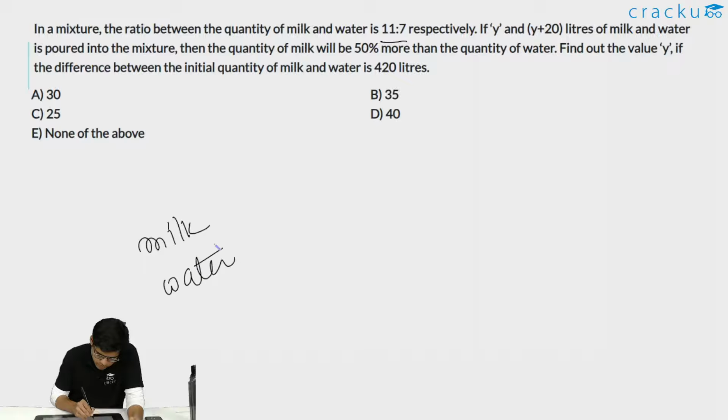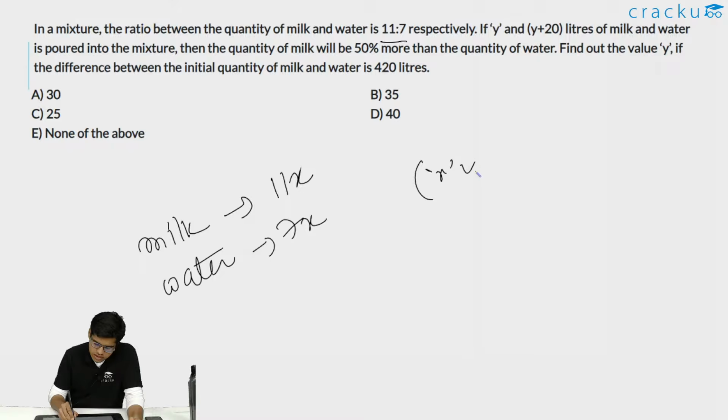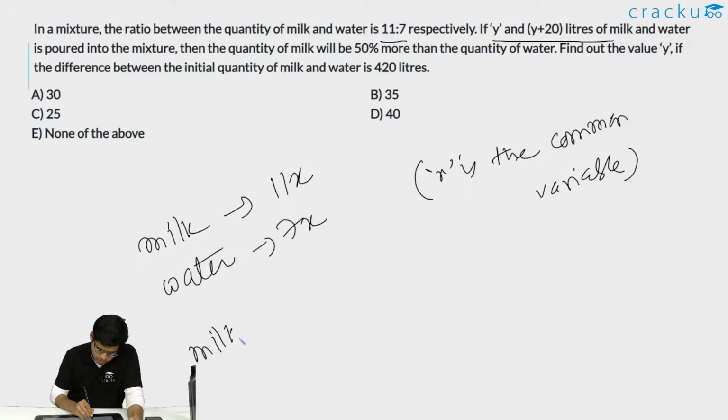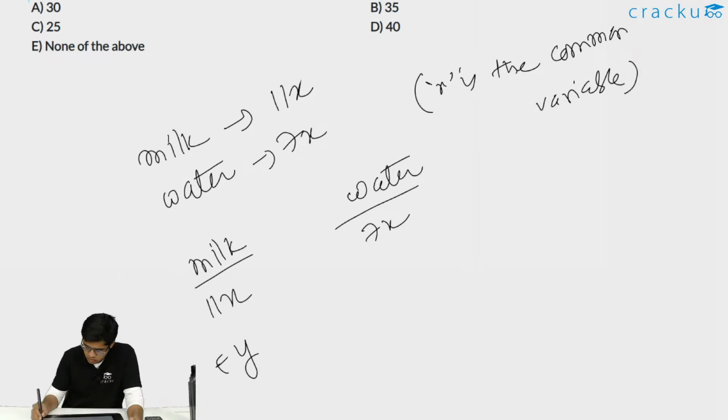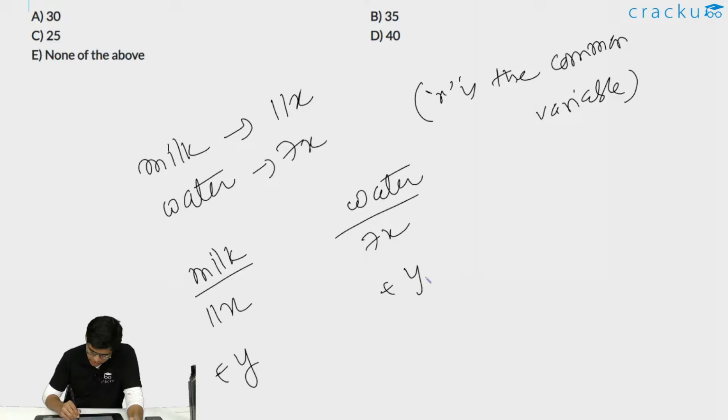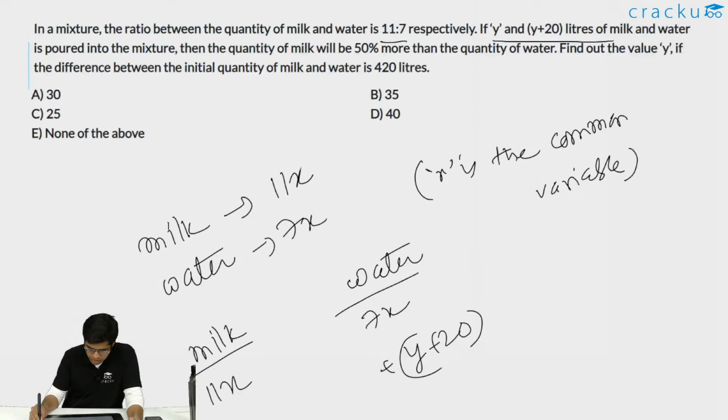So in a mixture, the ratio between the quantity of milk and water is 11:7. Let's say the amount of milk be 11x and the amount of water be 7x, where x is the common variable. Now y and y plus 20 liters of milk and water are poured into the mixture. So y liters of milk is poured and y plus 20 liters of water is poured, right?